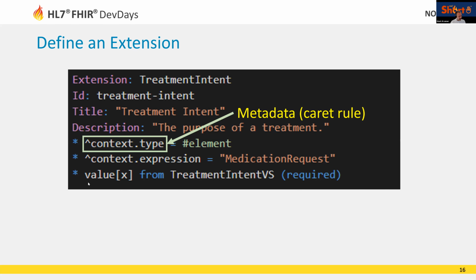And then you have a binding rule, which you've seen before. This binding rule says that the value has to come from a value set. In this case, a treatment intent value set. Well, where does that value set come from? We'll do that momentarily, but once you've defined this extension, how do you insert it into our medication request?